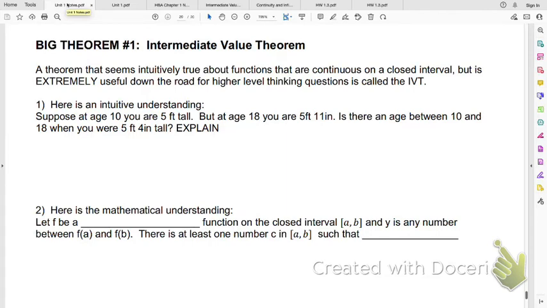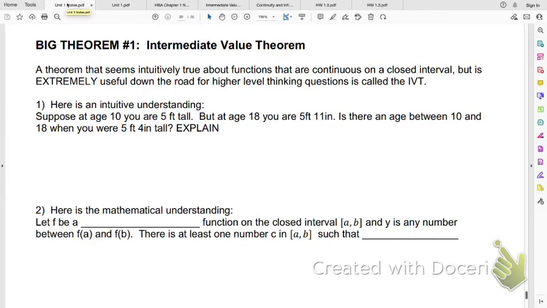Okay. All right, so let's chat intermediate value theorem. This one is just one of those kind of duh theorems. It makes sense to us and is very, very useful down the road for higher level thinking questions. We're going to call it intermediate value theorem, abbreviated IVT. You'll get used to it. It comes up a lot. This is not something that's going to be here and then you have to review it in April for the AP test. It will come back many, many units. So just know that.